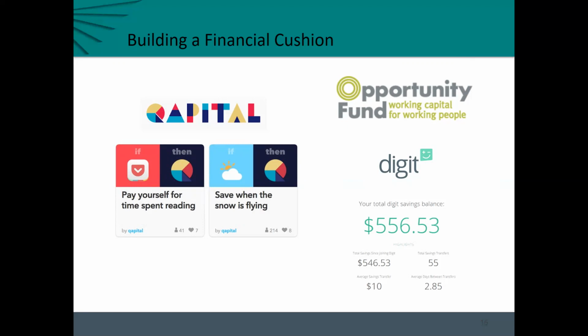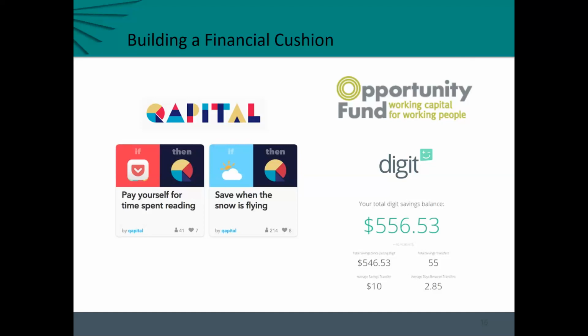And then Digit is an automated savings tool that links to a bank account. Unfortunately, at this time, there is no link for prepaid cards, but for those students that have a bank account, it tracks your activity, your income, and your outflow, and withdraws small amounts of money that are designed to not be missed by the user. Again, it can be stopped at any time. Withdrawals happen in real time, so when the student needs the cushion that they've built, it's there for them without a fee.